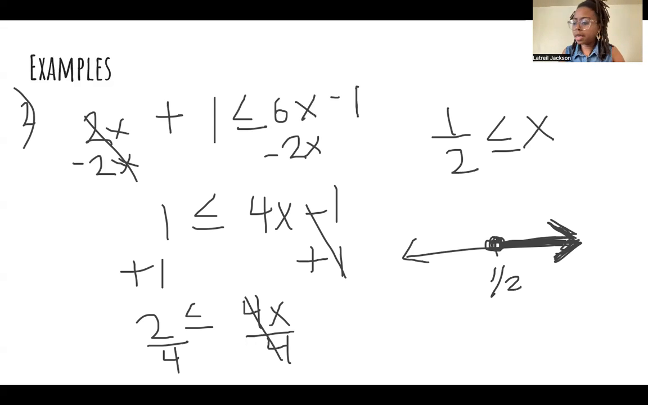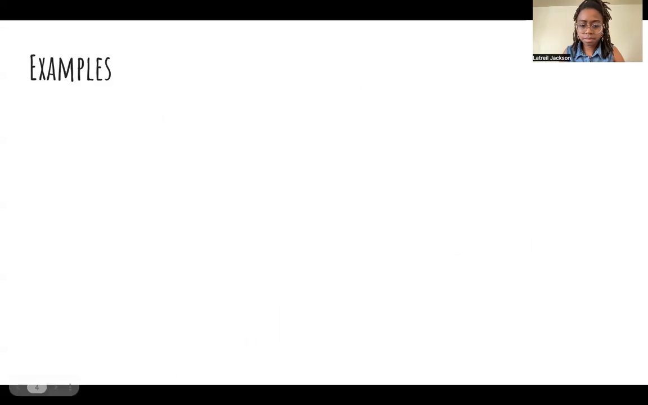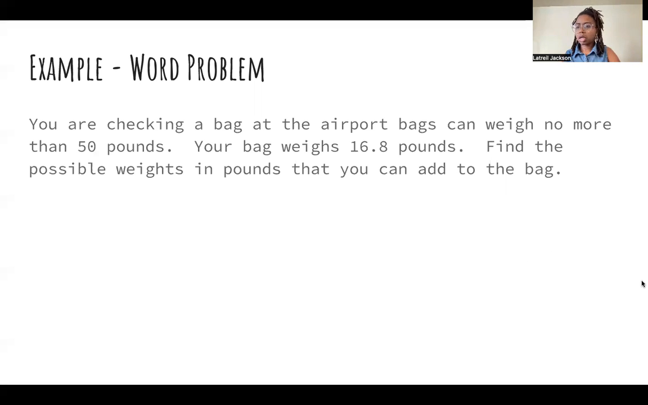So here is an example of a word problem. All right, so we have an example word problem. It says you are checking a bag at the airport and bags can weigh no more than 50 pounds. Your bag weighs 16.8 pounds. Find the possible weights in pounds that you can add to the bag. So say your bag is already at 16.8 pounds and you want to put some more items in, but you don't want to go over 50 pounds or else you're going to have to pay extra to transport that bag.